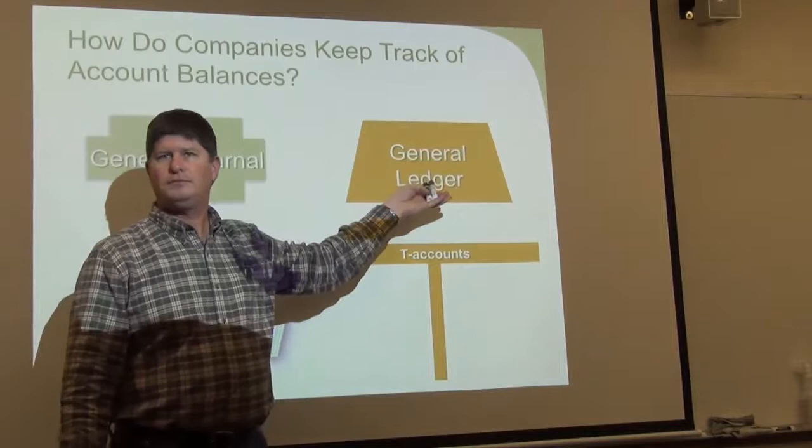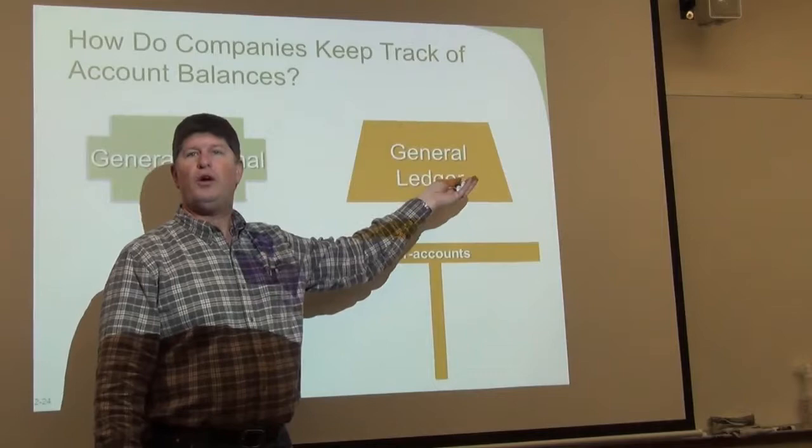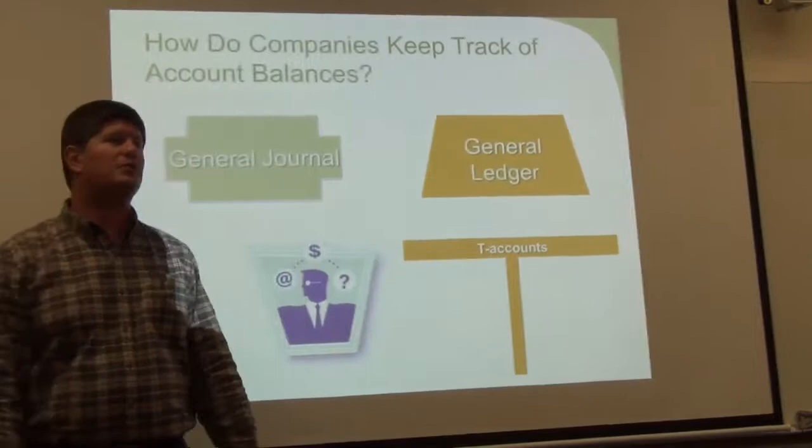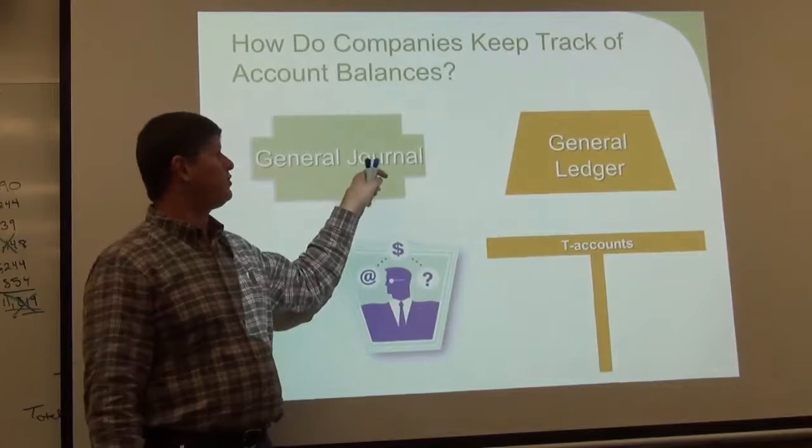Okay? So there are two different ways of looking at it, but this is the place where everything gets recorded, the last place it gets recorded, sometimes called the book of final entry. So everything gets posted in two places, general journal, general ledger.